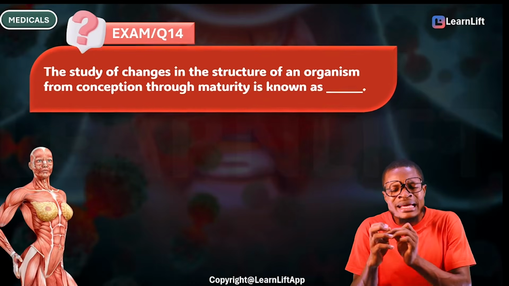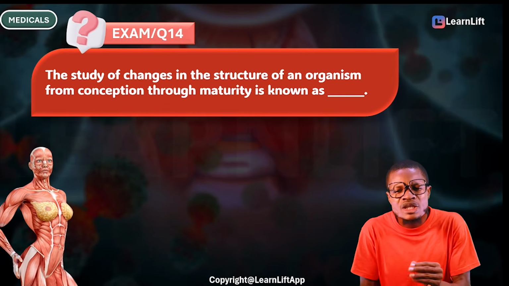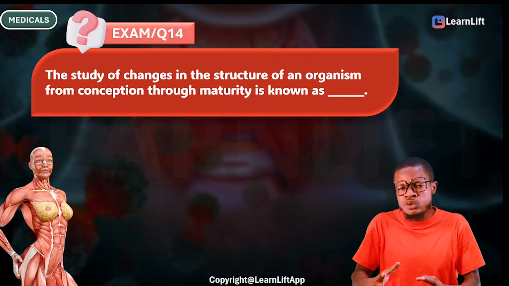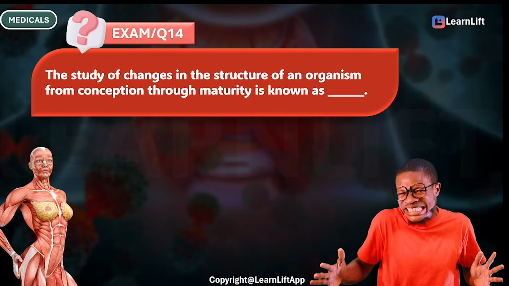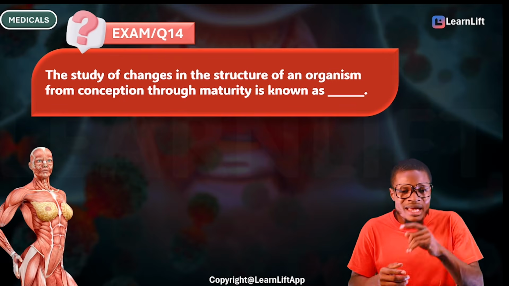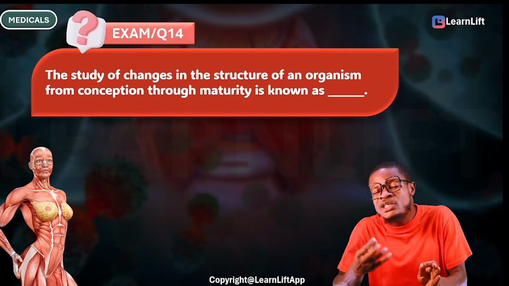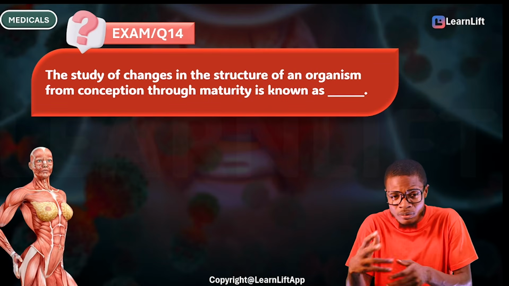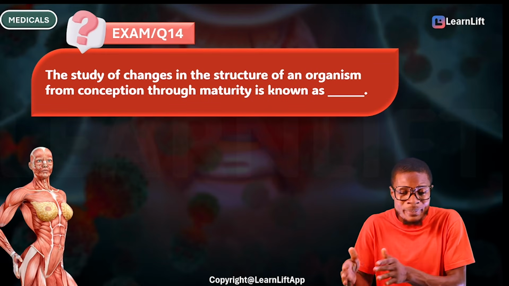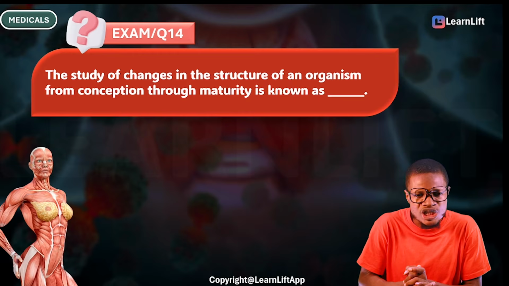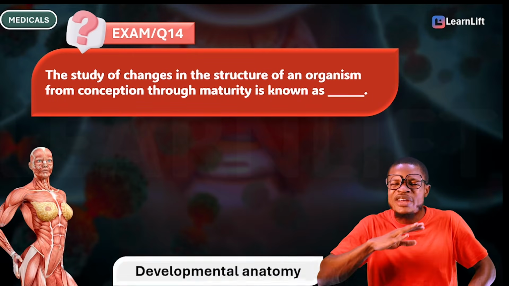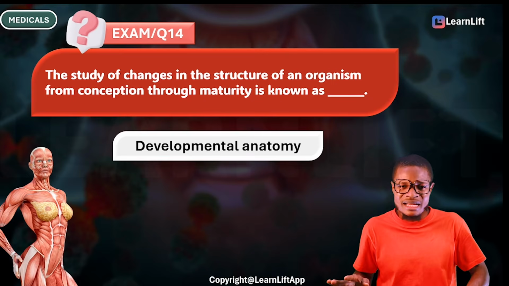In question 14, the study of the changes in the structure of an organism from conception to maturity is known as dash. It is not from conception to 8 weeks or from conception to birth. If it's conception to 8 weeks or birth, it's going to give you embryology. But it's none of that. So what's the correct answer to this? Of course, developmental anatomy being the answer.